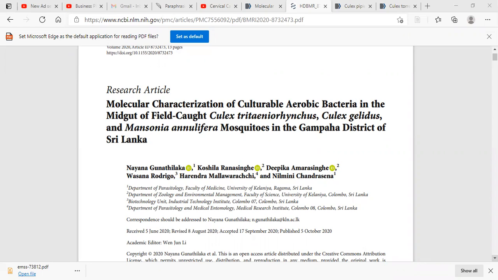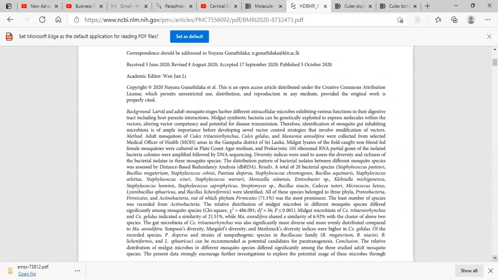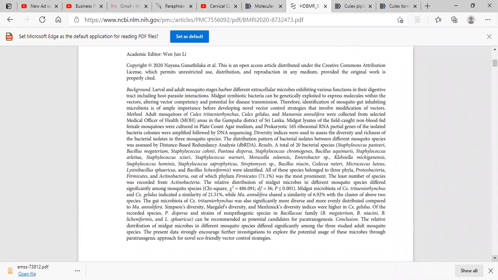I would like to share an abstract presentation entitled molecular characterization of the culturable aerobic bacteria in the midgut of field-caught Culex species in Sri Lanka. So let's have a look at the importance of this study. The first part is the background.